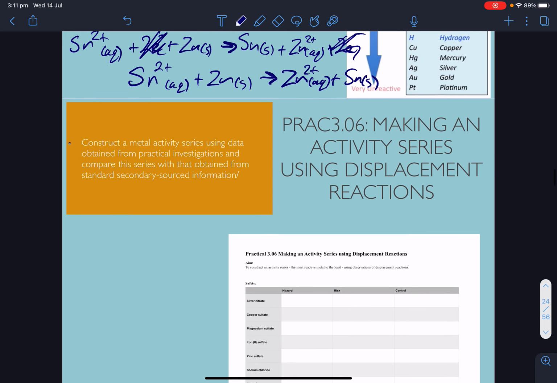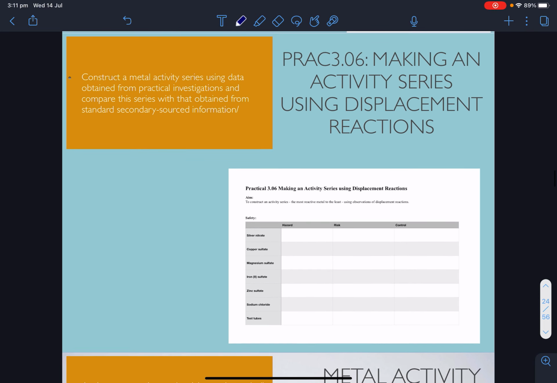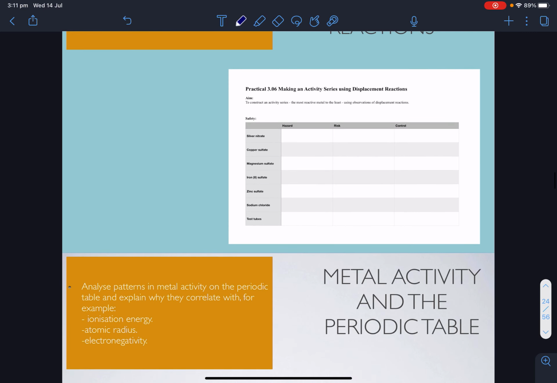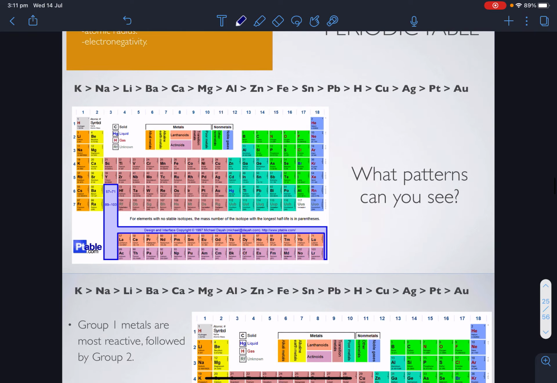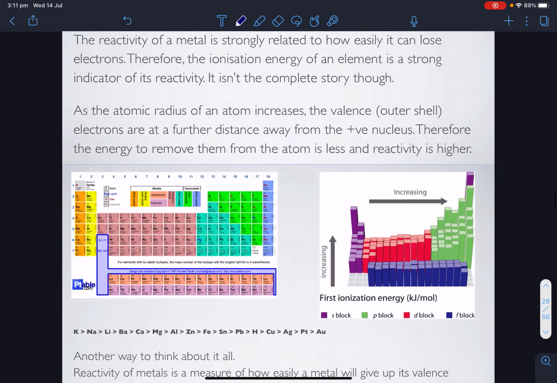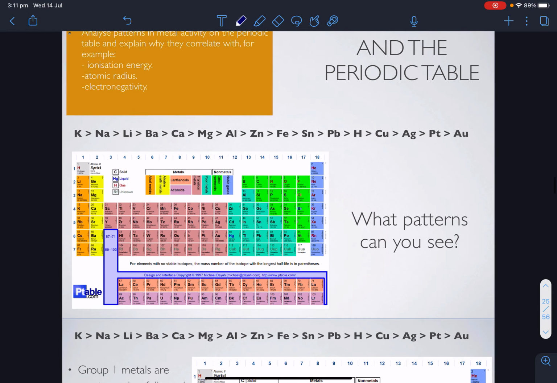Alright, so we're going to do a practical, making an activity series. We're going to see these type of displacement reactions in practice and make our own. I think we should keep going and relate it to the periodic table. Yeah, let's keep going and finish up the activity series.